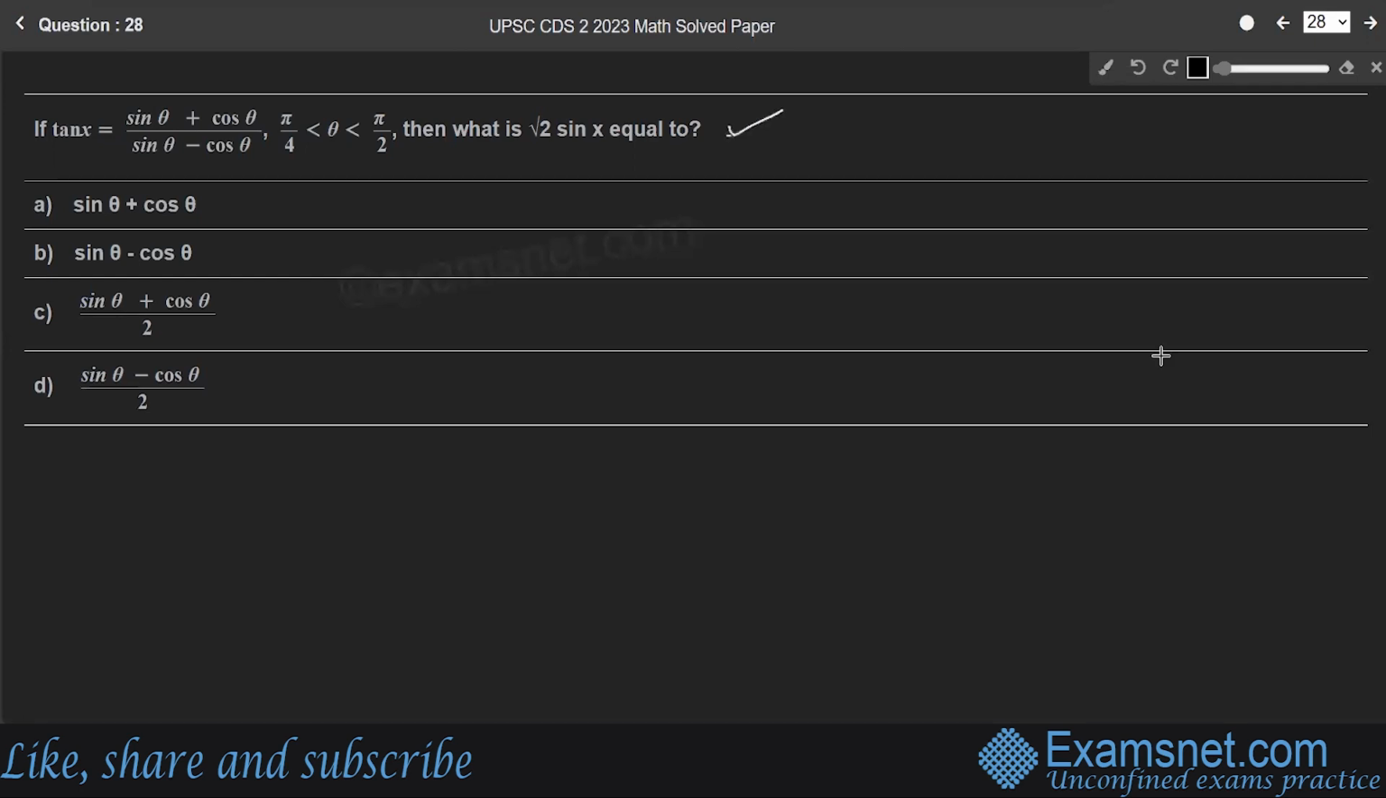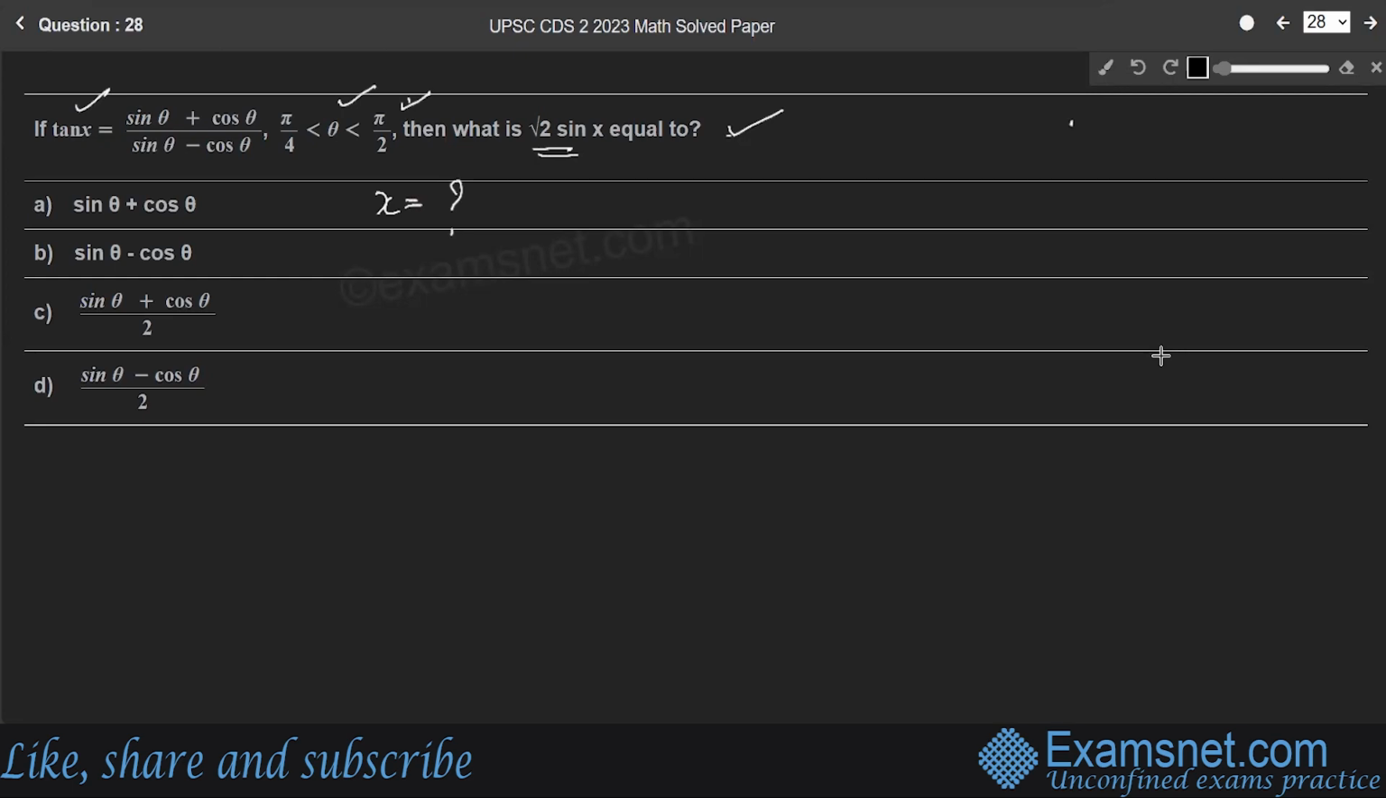Question 28. If tan x is sin theta plus cos theta by sin theta minus cos theta, where theta lies between 45 to 90 degree, pi by 4 to pi by 2, then what is the value of root 2 sin x equal to? To find that, we need to know the value of x, so let us consider tan x.